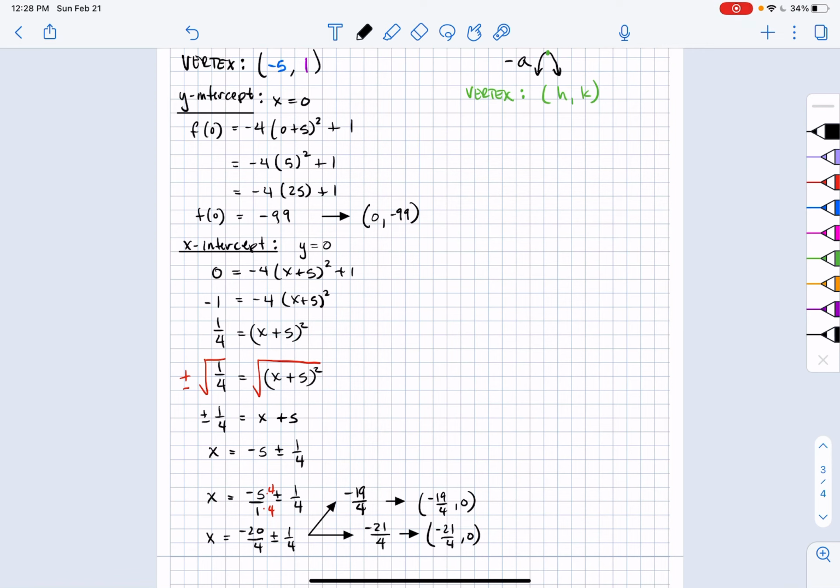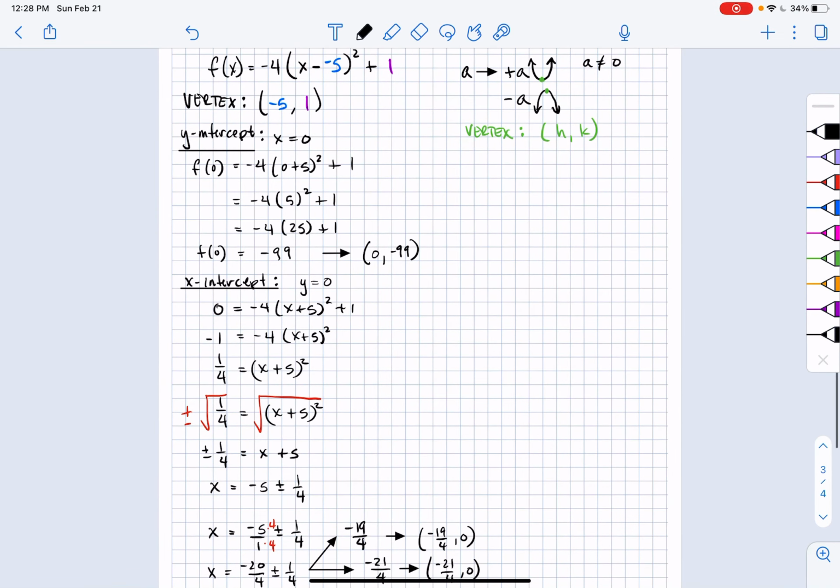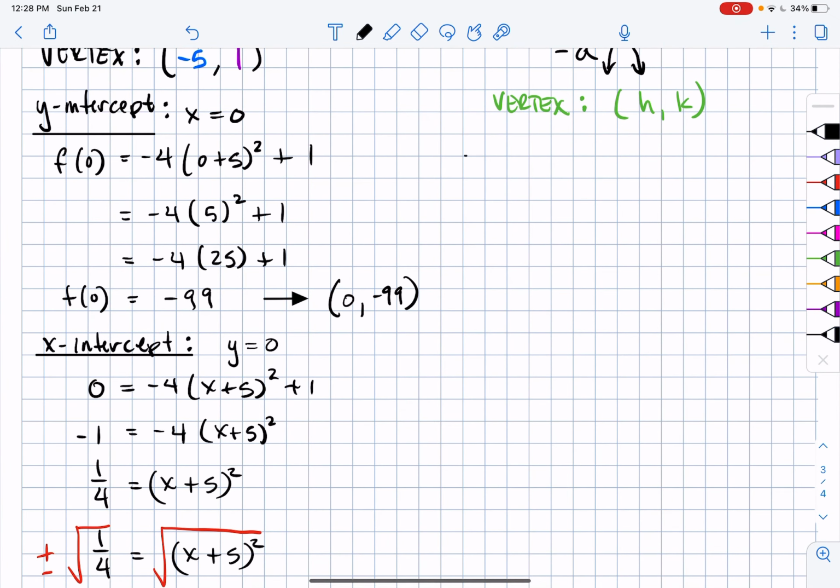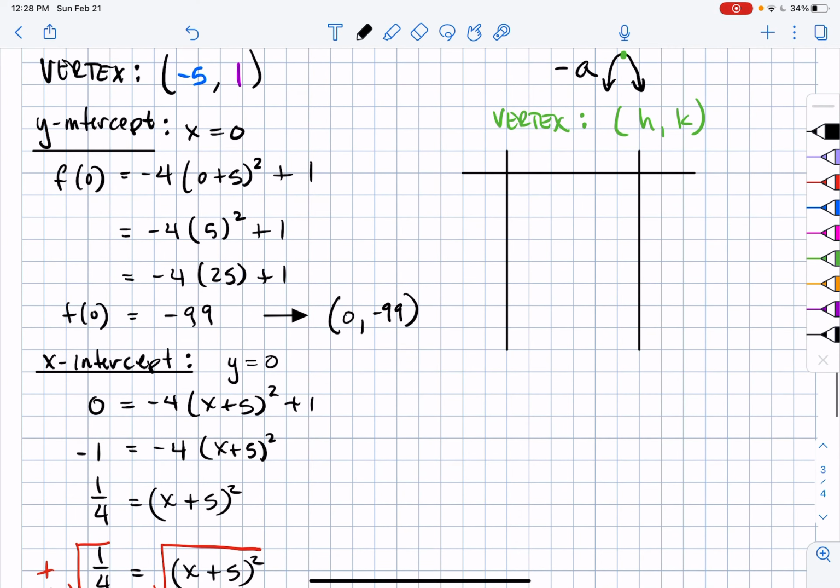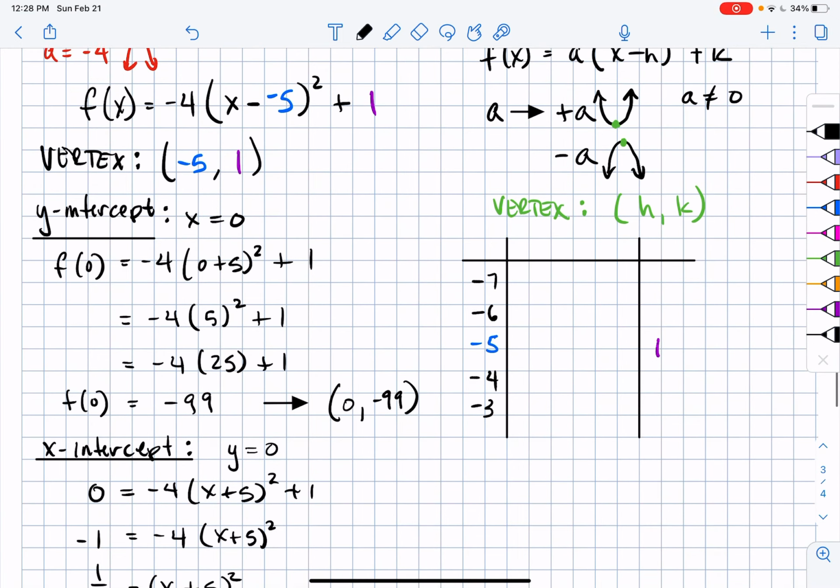If the intercepts don't help a lot, then what you want to do is go into actually making a chart, as I said before. And your chart is going to do this. With your chart, because the vertex is negative 5, 1, I would put that right in the center. Then pick 2 points to the left of that, 2 points to the right of that, and then plug them into that equation.